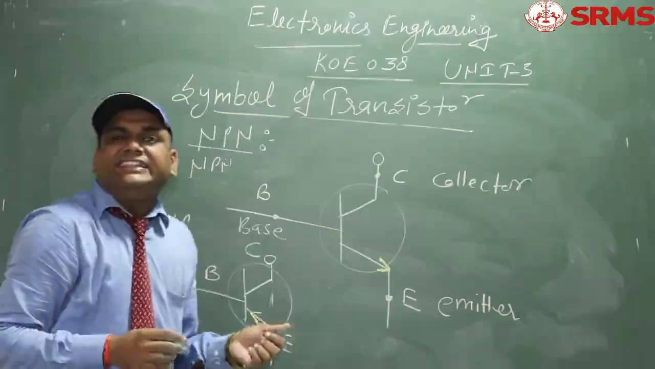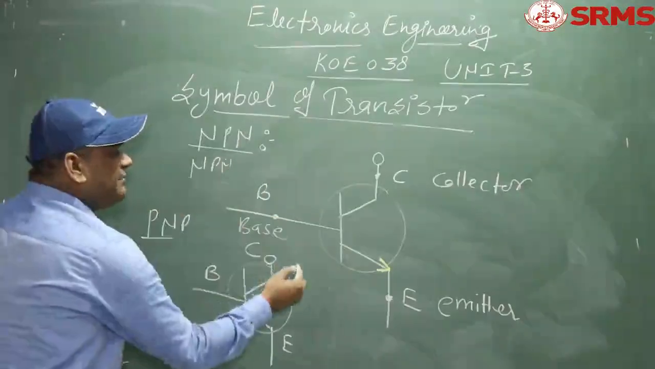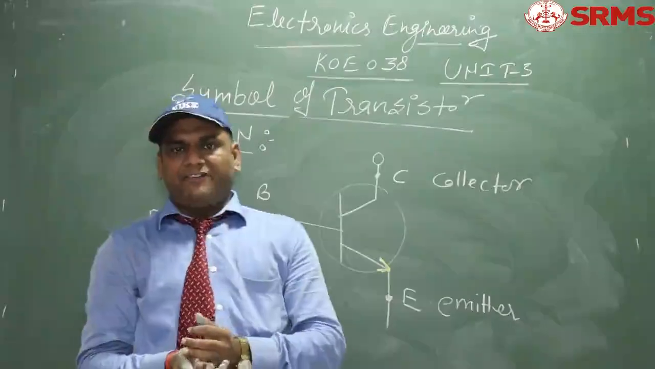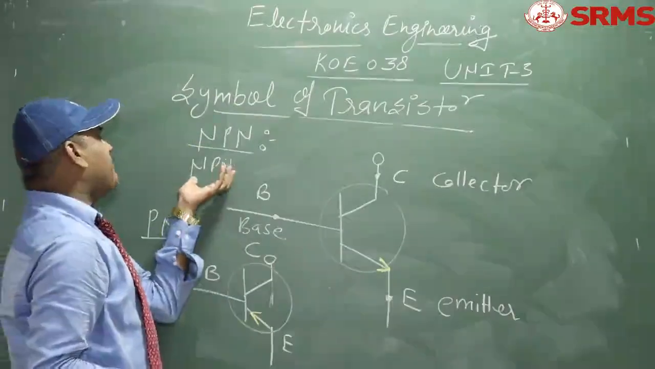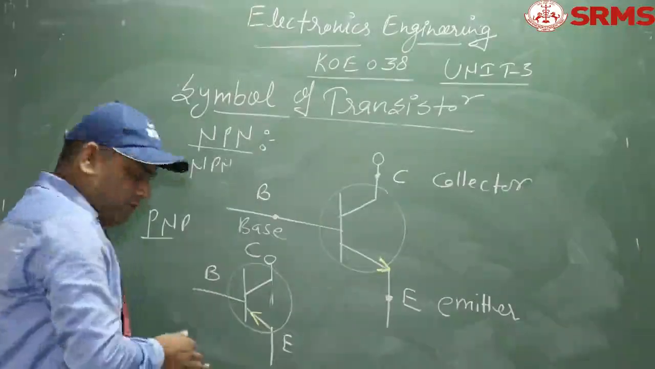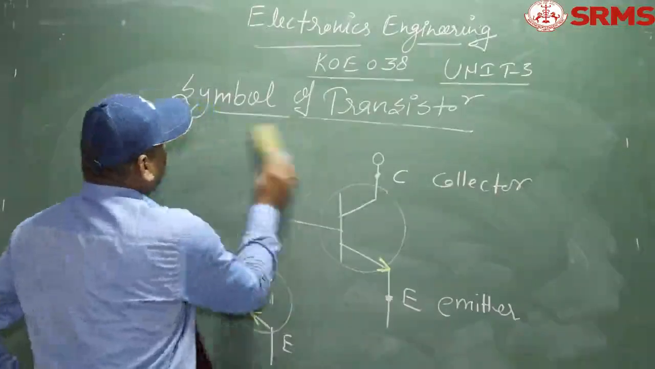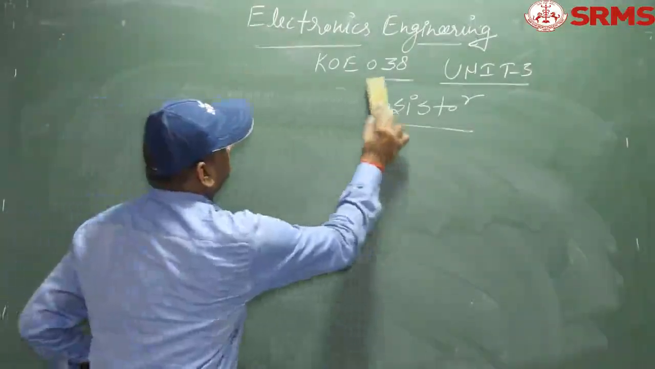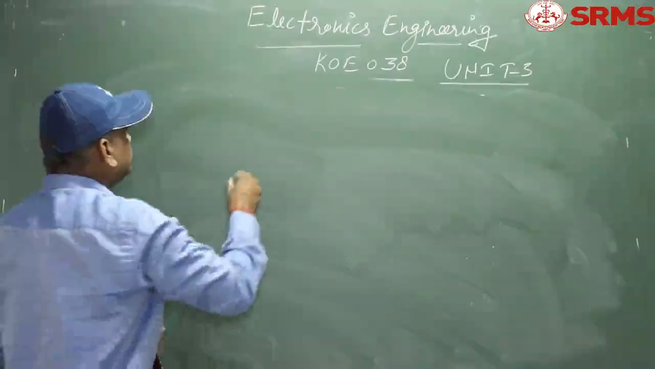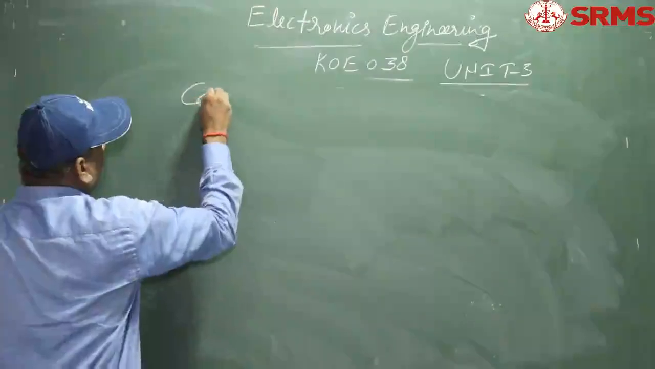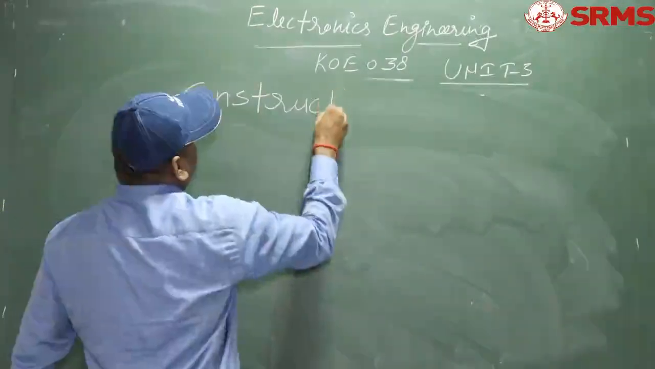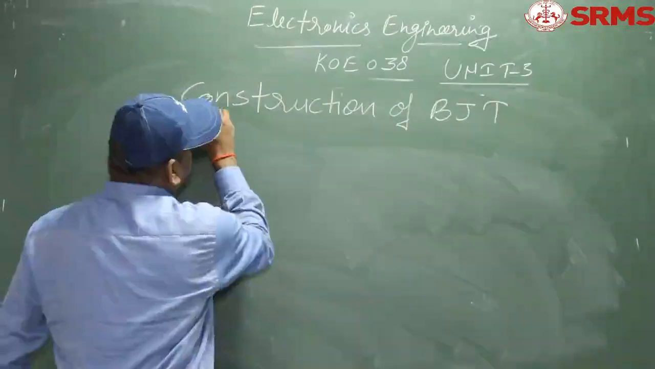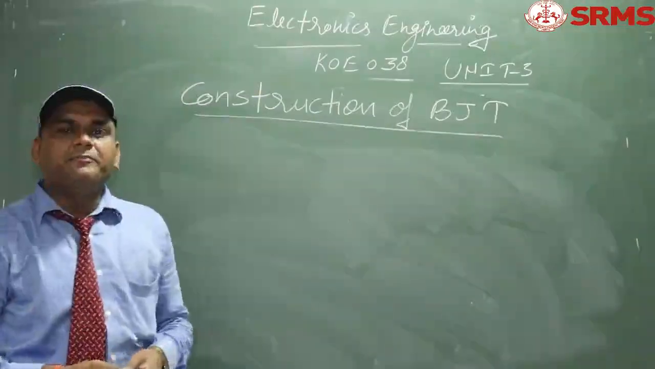So how we can retain the symbol in our mind is very simple. NPN is not pointing in and PNP is pointing in. Is that clear? So with the help of the symbol we can define whether the given transistor is NPN or PNP. Now we will discuss the construction of BJT.